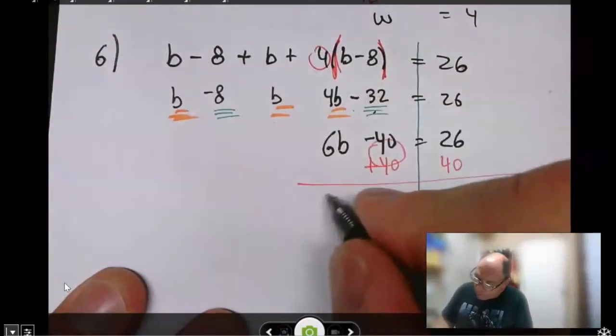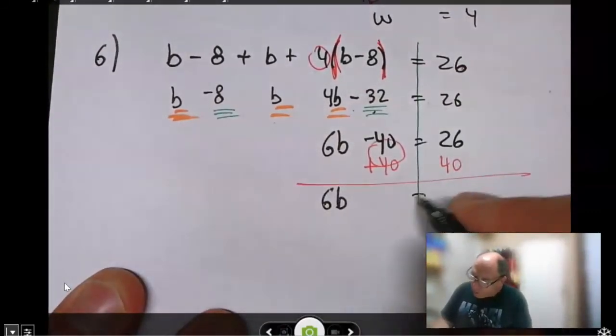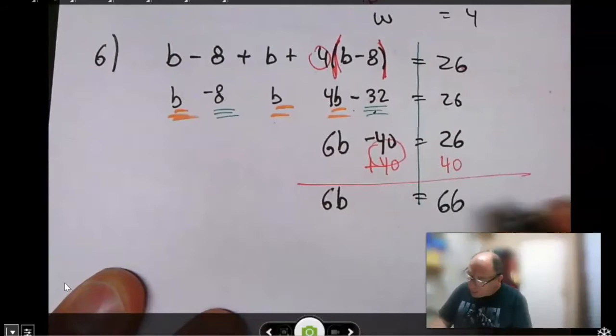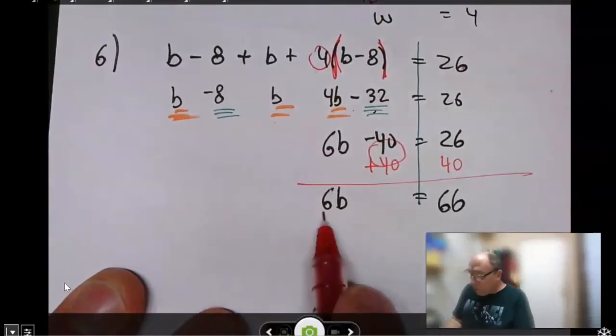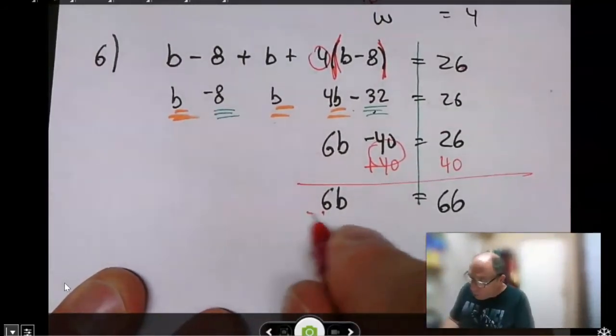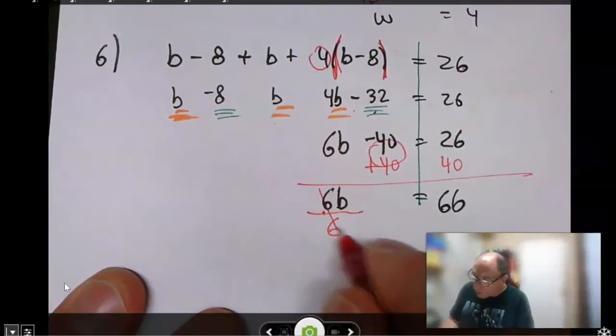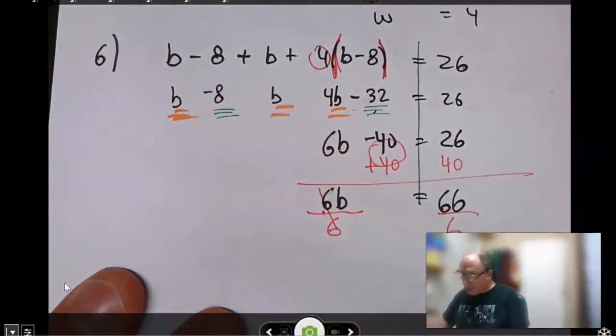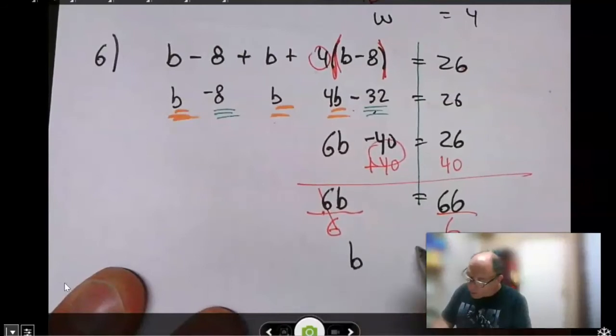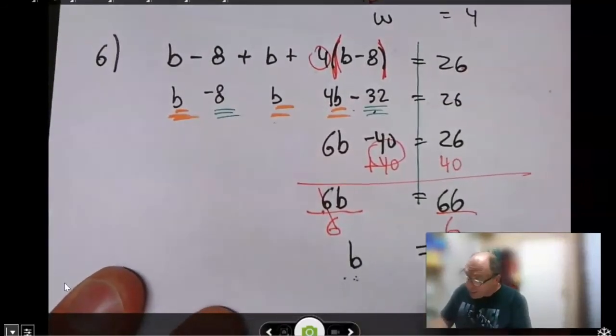It should start to become familiar to you now. We've been doing this for quite a while, and I got 66, and that coefficient gets turned into an invisible 1. 6 over 6 is 1. Do it to both sides, and we're done, and we get our B. The second side length is 11.